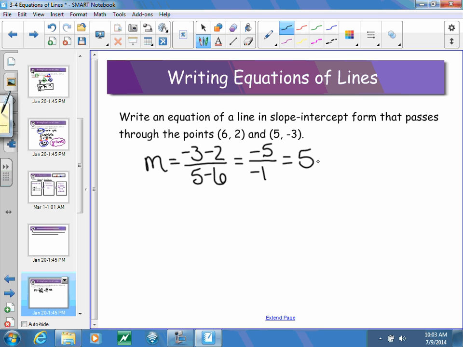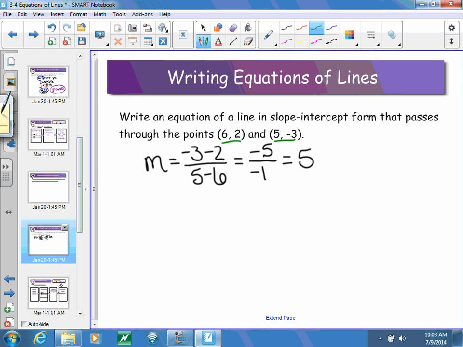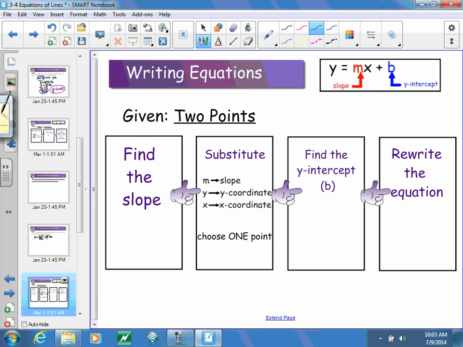So now we know what our slope is. We still do not know what our y-intercept is. Both coordinates that they give us here are not the y-intercept. So we need to go ahead and find that. We're going to do the same thing that we just did before. I just added in one extra step here because we have to find the slope first.